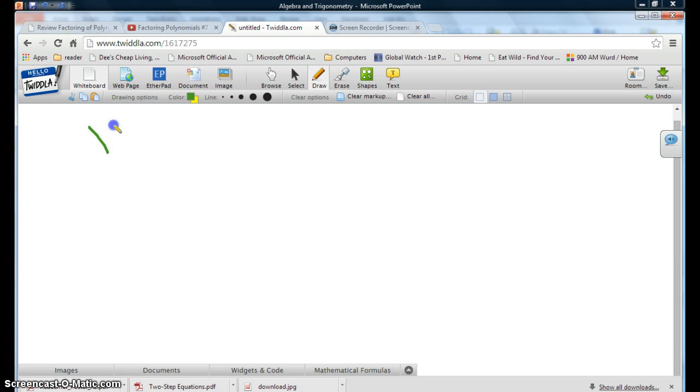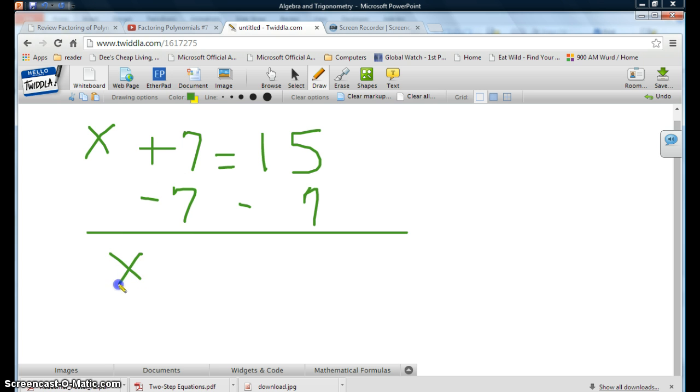The next equation is x plus 7 equals 15. All right, so I'm going to say minus 7 on one side and a minus 7 on the other side. Bring down my x. These cancel out, equals 8. X equals 8.